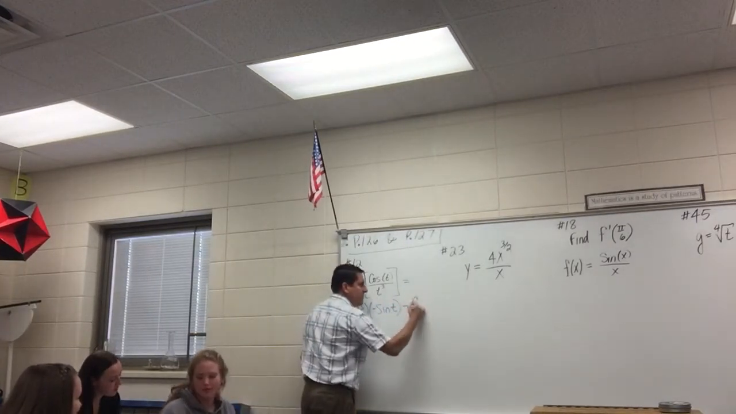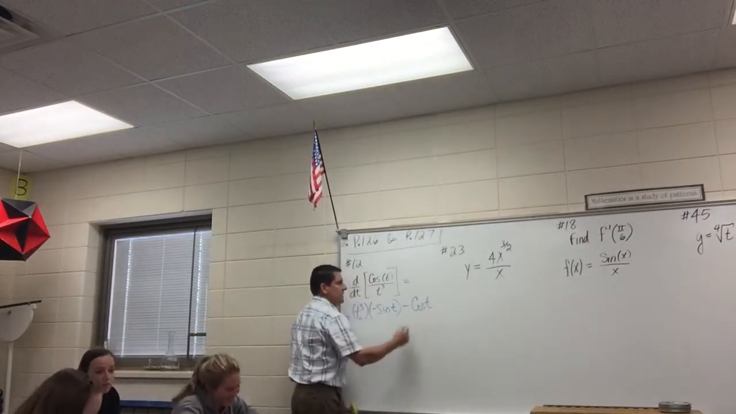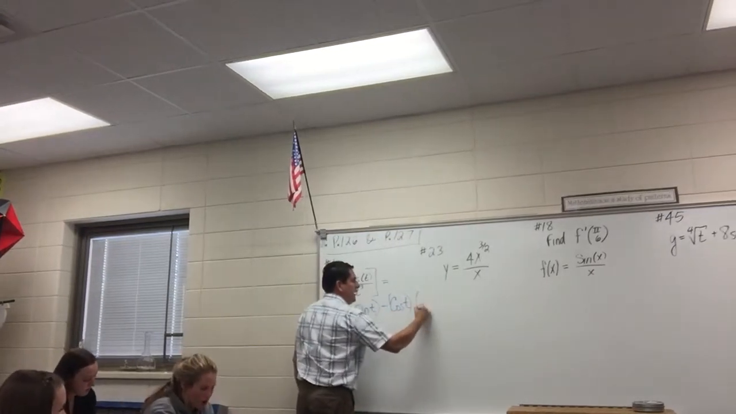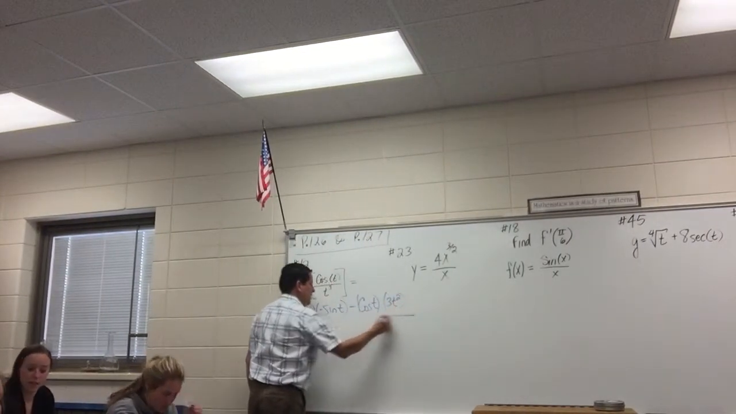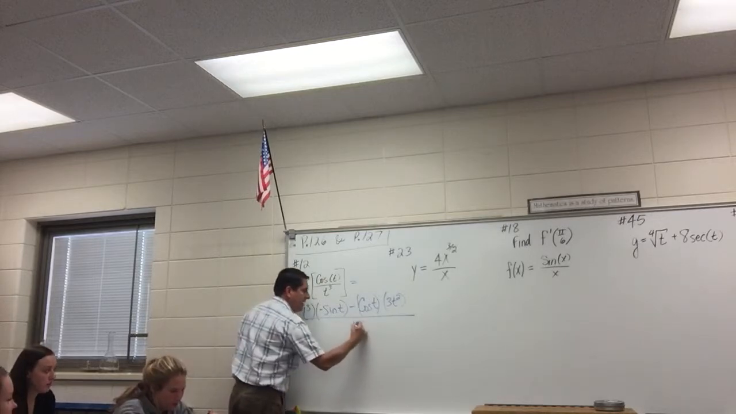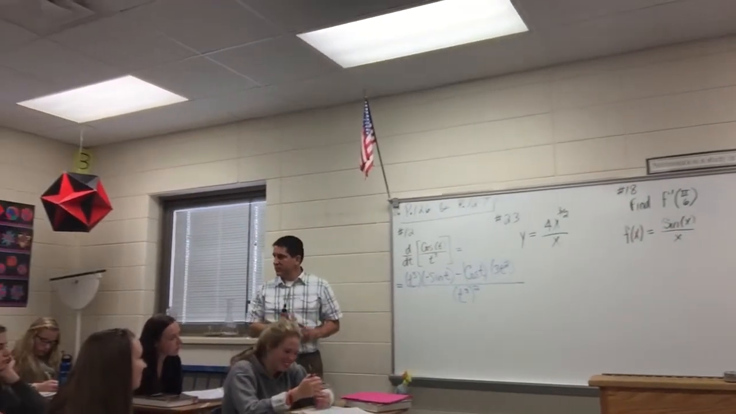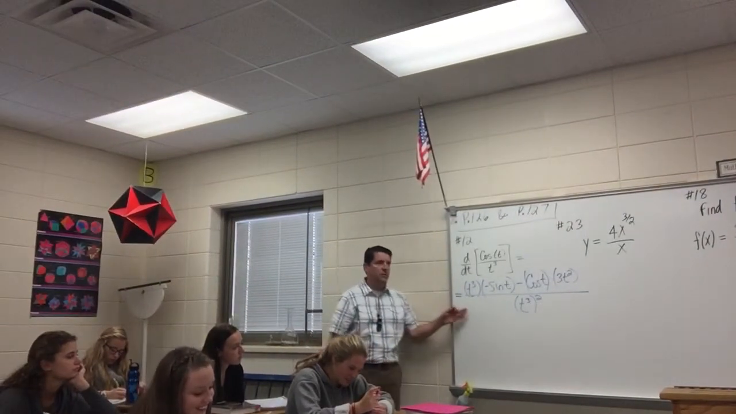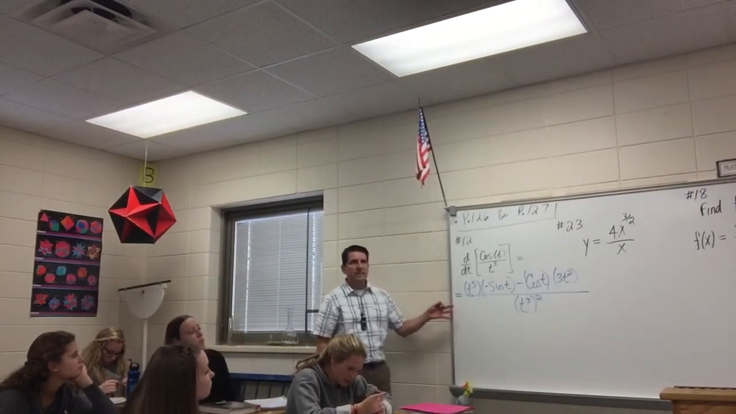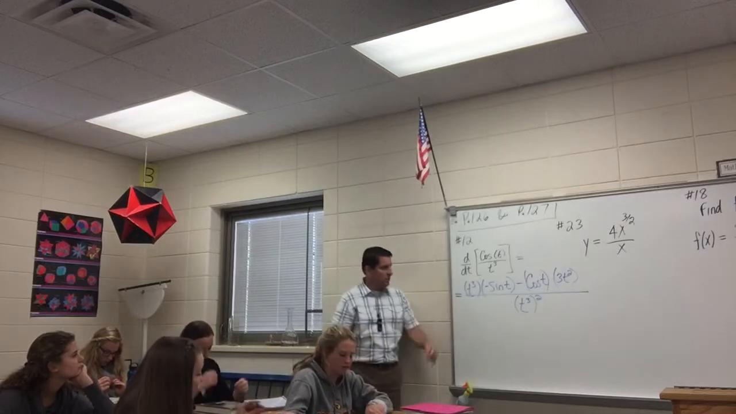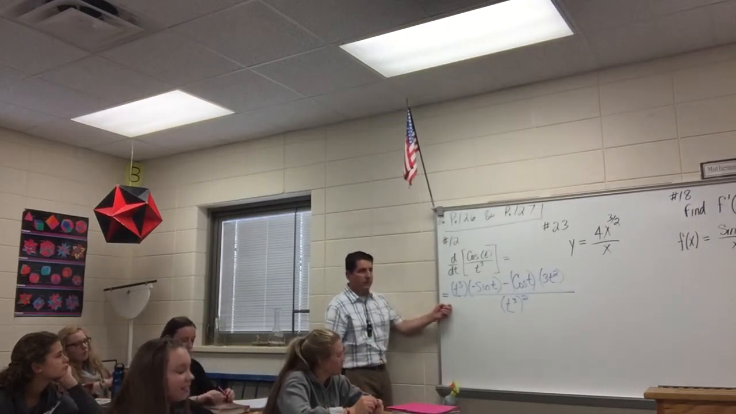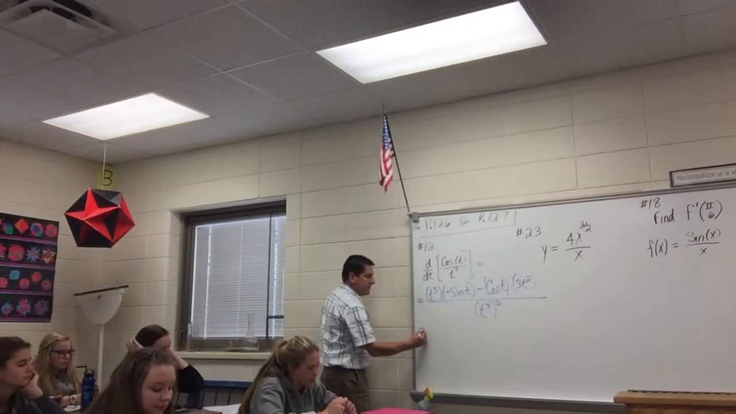minus the top times the derivative of the bottom, all over the bottom squared. Notice it's not the derivative of the bottom squared. Whatever it takes for you to know this, you have to know it on the exam without any kind of cheat sheet. So that's critical that the first step is there. And then the rest is just kind of clean up.